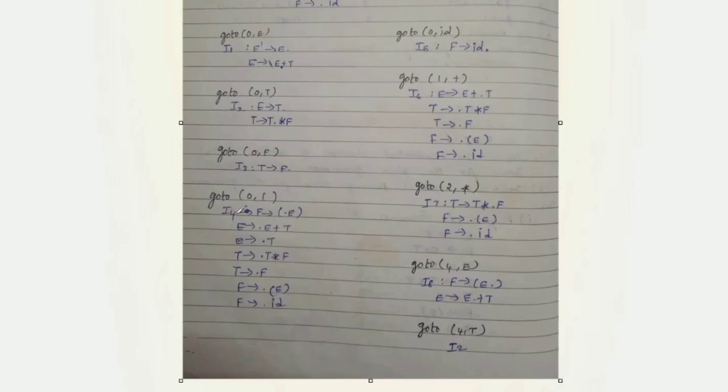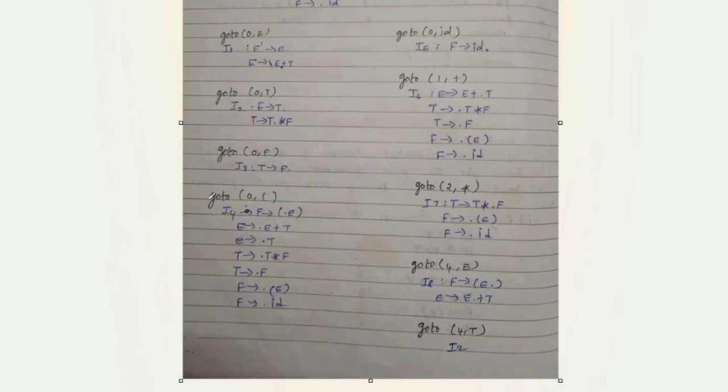Similarly, item number 4, we move dot over symbol name capital E. Then write the transition, go to 4 comma capital E. Then you will get the production F tends to open bracket E dot close bracket. Then one more production, E tends to dot E plus T. On the right-hand side we have the symbol capital E, so E tends to E dot plus T. This production set we give the name I8.